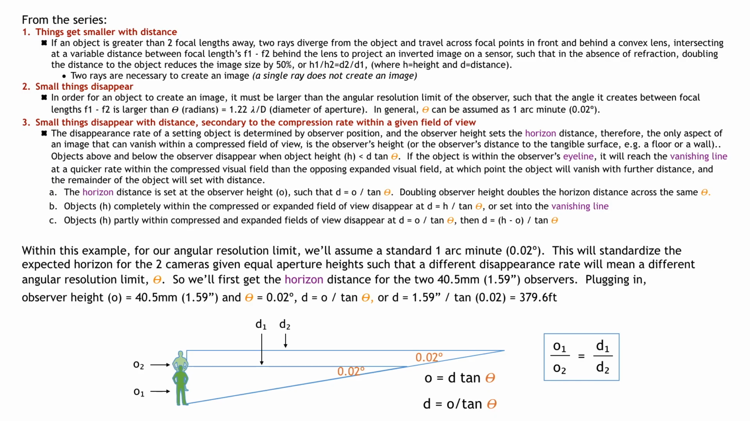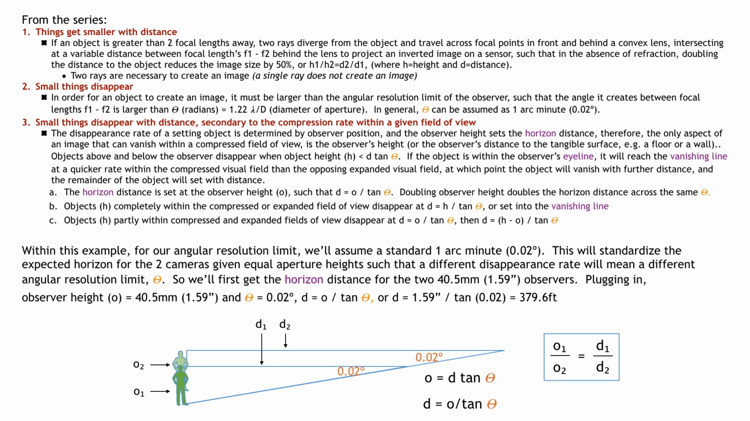From the series, we know that things get smaller with distance. I won't go through this part too much, but just recall that we have two rays intersecting through f1 in front and behind the lens to create an image on the back of the retina, such that things get smaller with distance at a rate of doubling the distance, halving the size. We needed two rays to form a contextual image. With only one ray, images are not rendered.